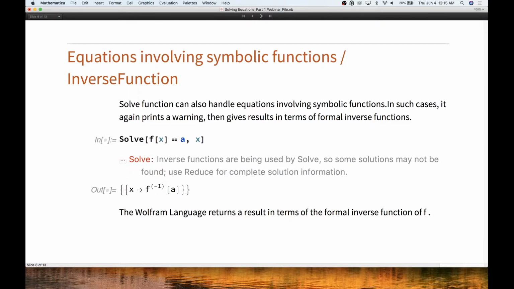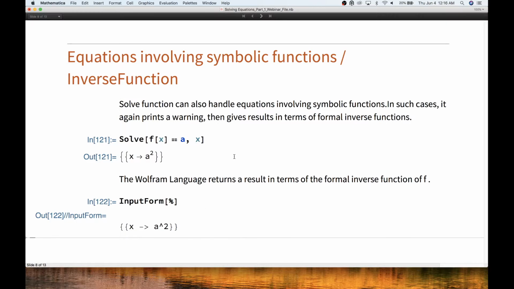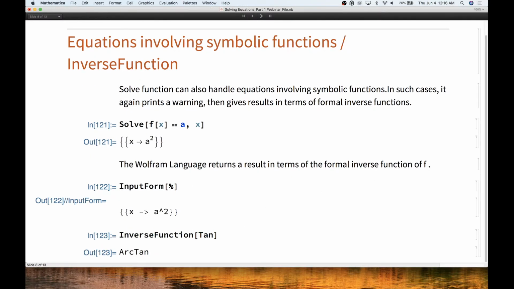And you can also see the structure of this. So if I say InputForm and I take the last output, I can see the input form for that also. Or I can have this like inverse function of maybe 10, and I can quickly take an example of inverse function to get an explicit solution over here.